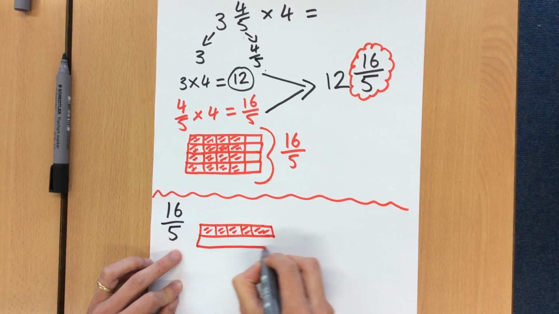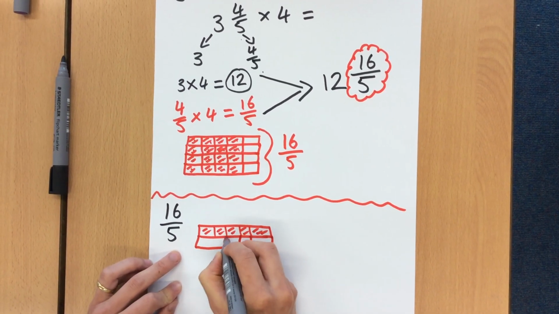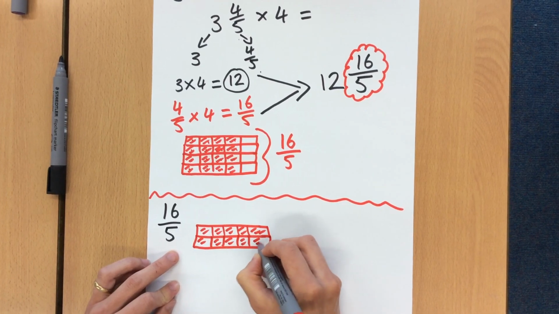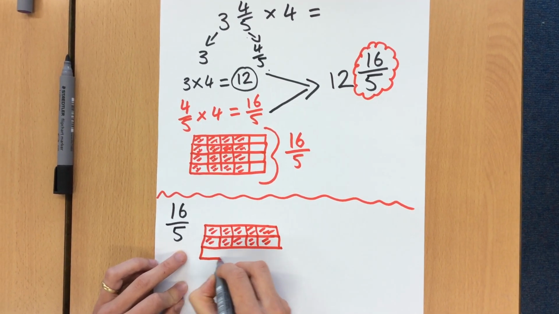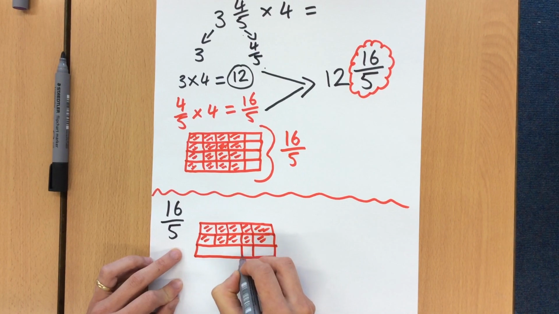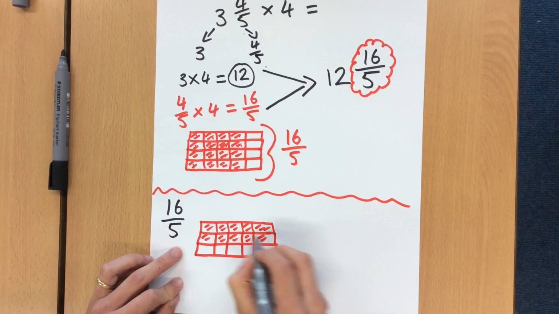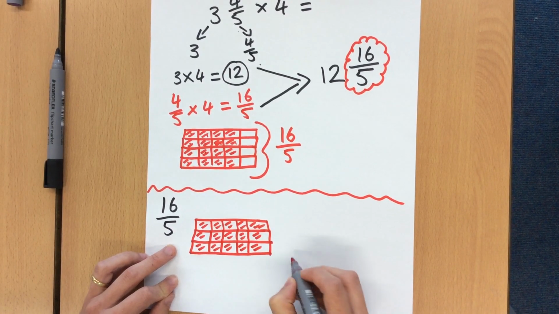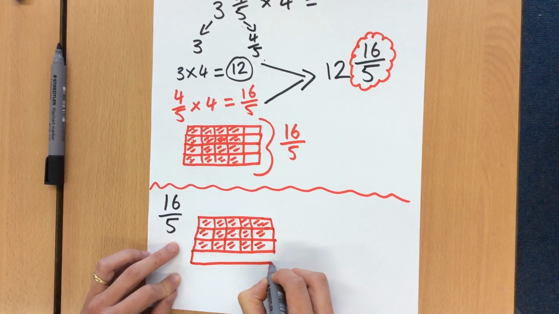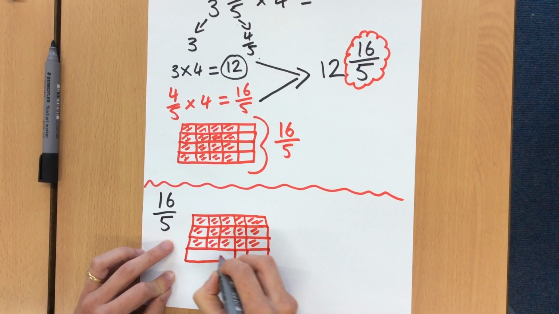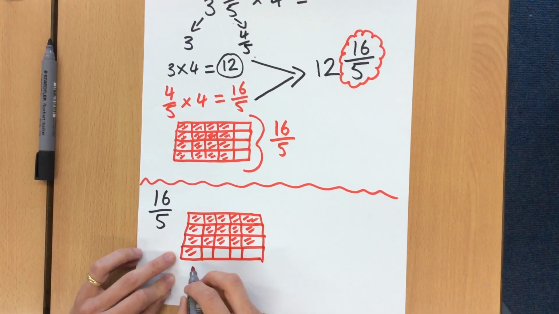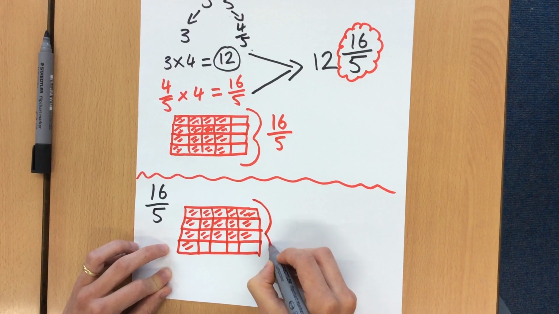Well, I better draw another bar. Put my parts in. So I've got 5 there. 6, 7, 8, 9, 10. Well, I better draw another bar because I need to get all the way to 16. So I've got 5, 10, 11, 12, 13, 14, 15. Oh my gosh, I'm so close. I better draw another bar, so I actually need to get to 16. 5, 10, 15, 16. So there we are.